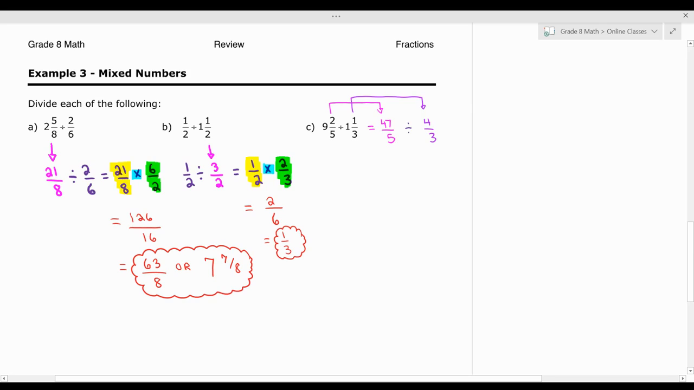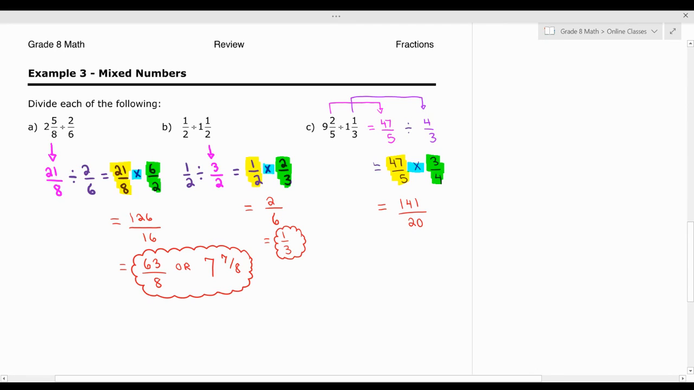Now I'm going to actually divide them. So I keep the first, 47/5. I change to multiplication, and then I have to flip the second. So that becomes 3/4. Multiply top times top, and bottom times bottom, you will get 141/20.